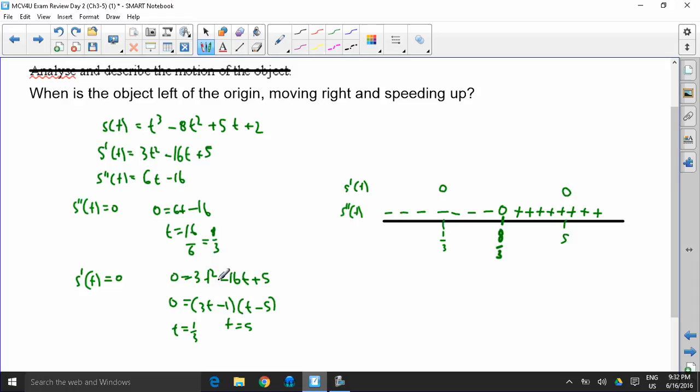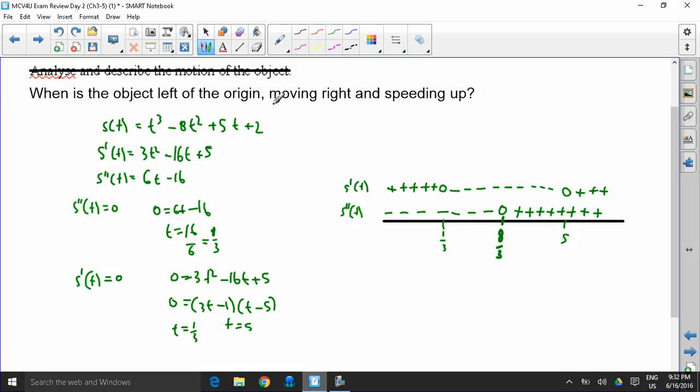Well, notice that this is just a parabola. It's going to look like that. And so it's positive here, negative here, positive there. And so remember, positive and negative, the distance from the origin is increasing. So that means it's moving to the right. In here, it's moving to the left. In here, it's moving to the right.